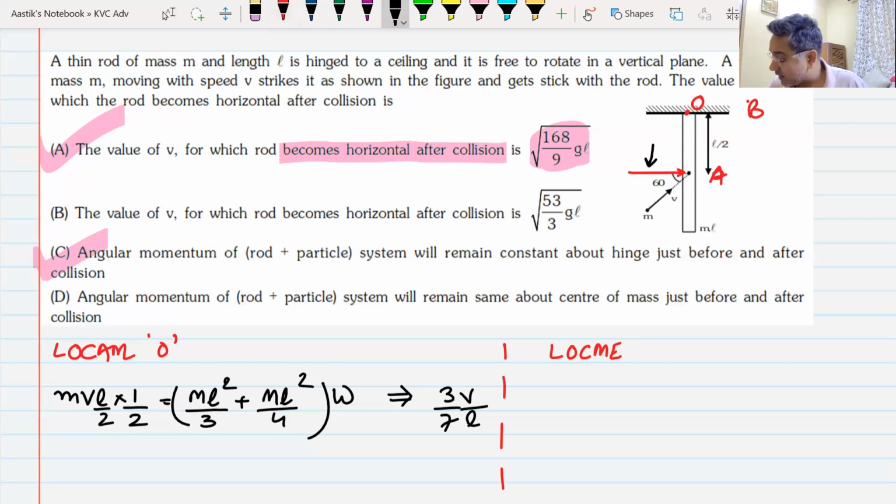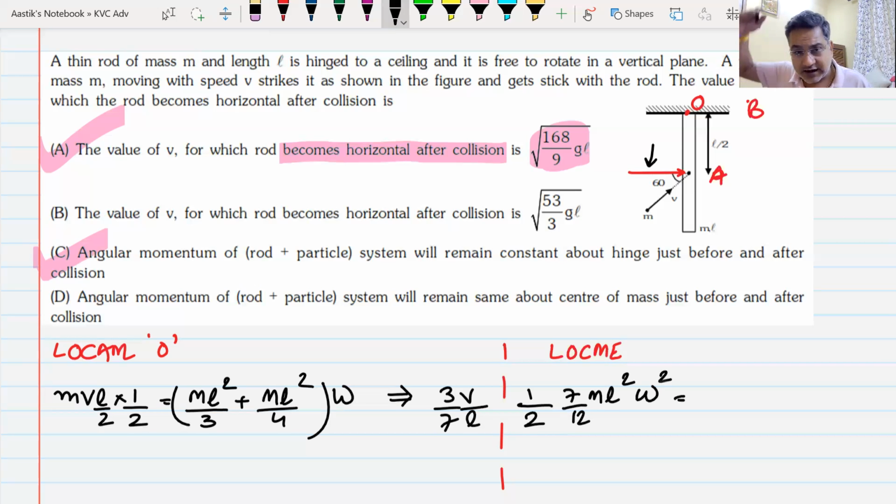At the lowest point, you have kinetic energy half into I. I is same. I think it is 7 by 12, right? 7 by 12 m l square into omega. Omega is 3 by 7 v by l. We have already calculated it. Into omega square, half I omega square. Do we get this? That should be equal to, when they come to the height, you have to find out what is the change in potential energy. At the lowest point, you can take the gravitational potential energy as 0. Do we understand this? Yes, sir.